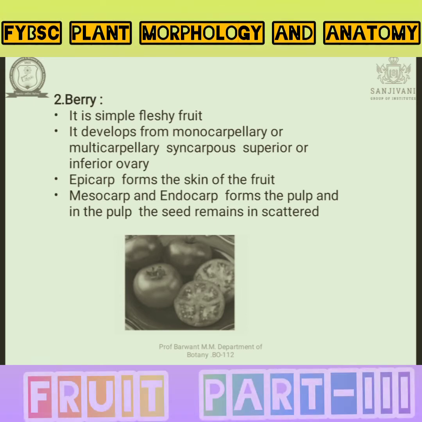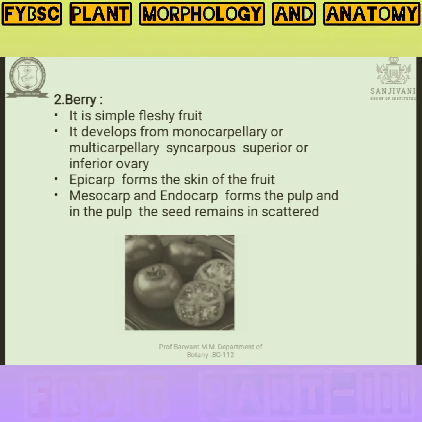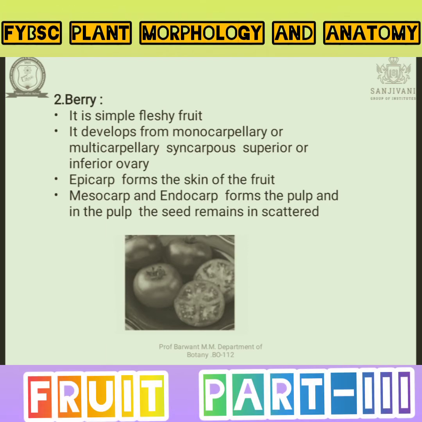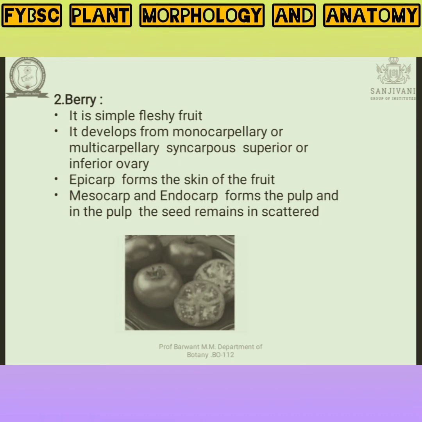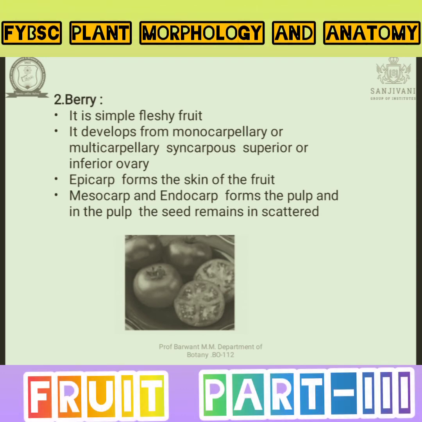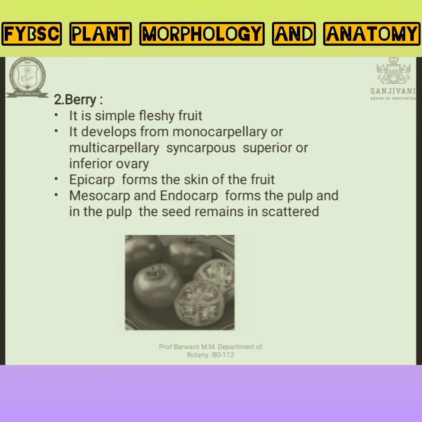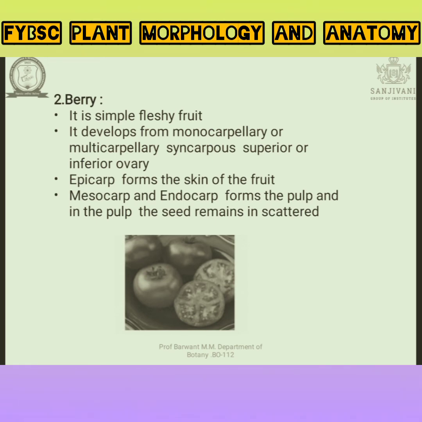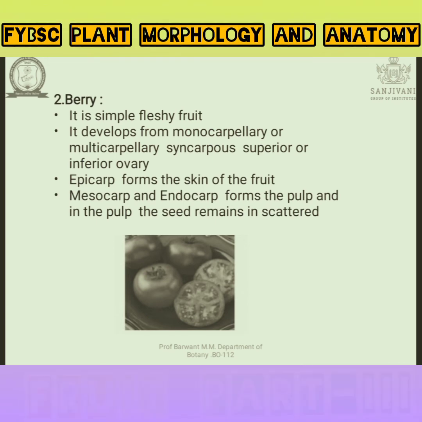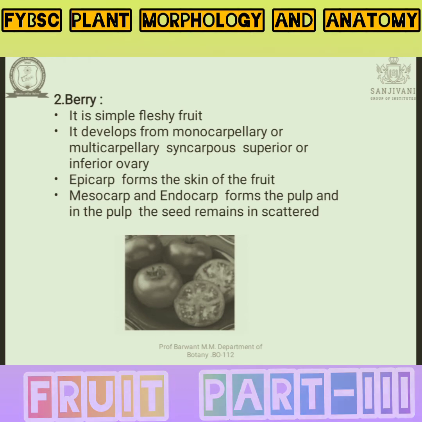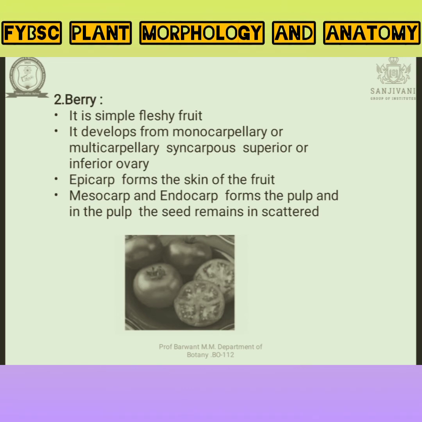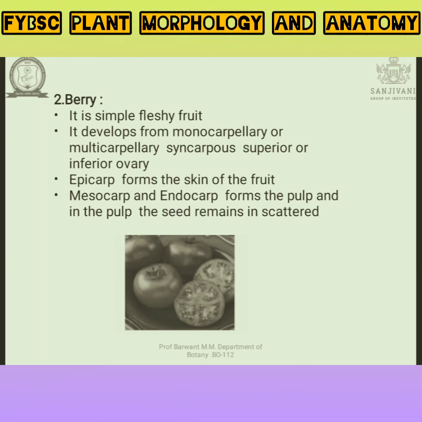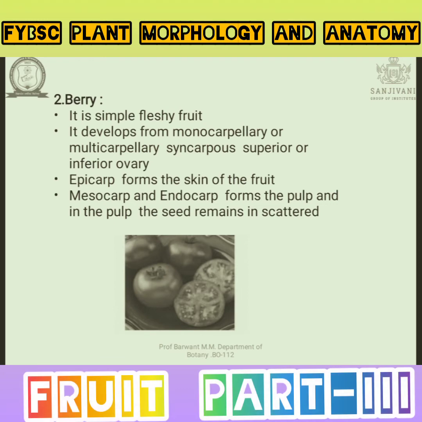I have explained berry fruits are the fleshy type of fruit. It is developed from the multicarpellary, monocarpellary, syncarpous, superior or inferior ovary. Epicarp forms the skin of the fruit that may be colorful, that may be red. Then mesocarp and endocarp form the pulp, and in the pulp the seeds are distributed, that is known as a berry fruit. For example, tomato.